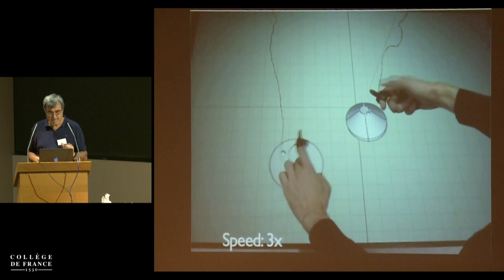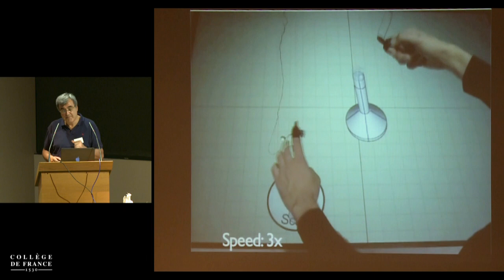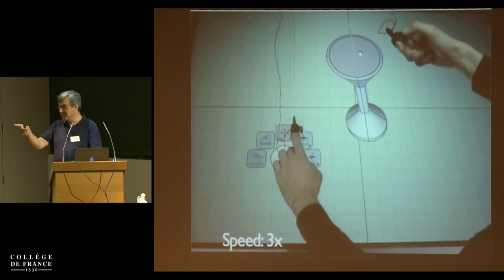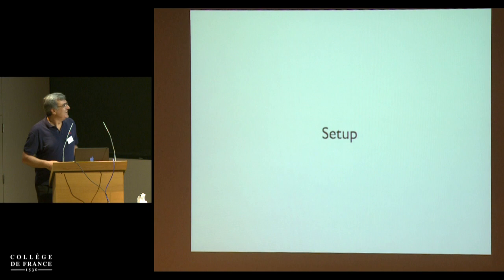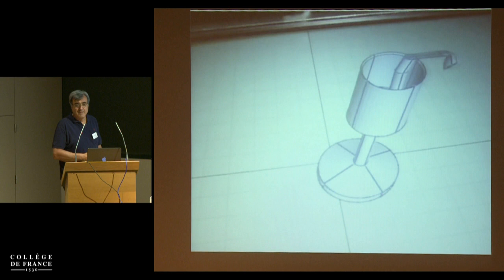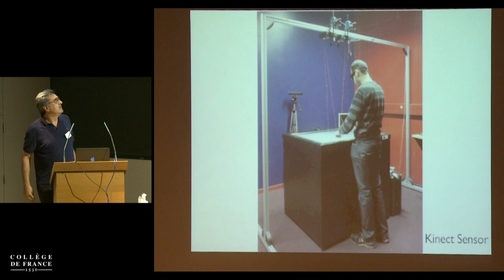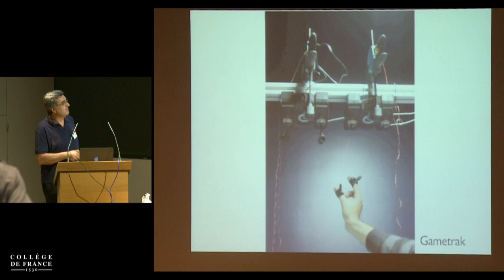Using gestures on or above the surface, we designed the user interface to let people interact with objects as if they were real. Our setup combines a multi-touch surface with a 3D projector for stereoscopic visualization. And we use a Kinect camera and two game tracks instrumented with a button to track user gestures on and above the surface.